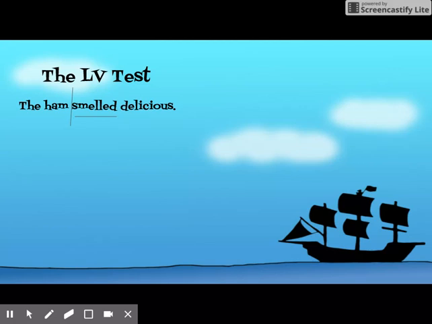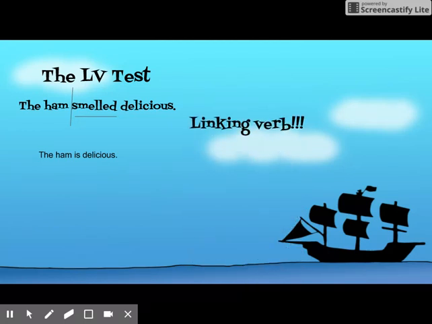Now we have our verb smelled, and the question is it a linking verb or is it being used as an action verb in this case? So we're going to replace the word smelled in the sentence with is, because ham is singular. The ham is delicious. Does it still make sense? It does. So smelled is being used here as a linking verb.